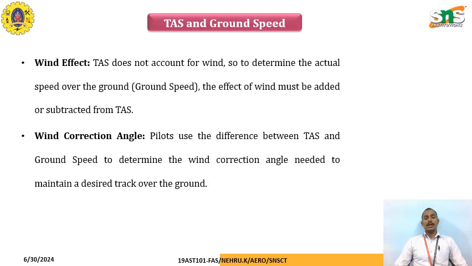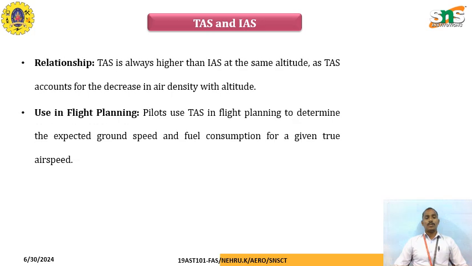Coming to the difference between true airspeed and ground speed, the wind effect and the wind correction angle are to be noted. Wind effect: true airspeed does not account for wind, so to determine the actual speed over the ground, that is the ground speed, the effect of wind must be added to or separated from the true airspeed. Wind correction angle: pilots use the difference between true airspeed and ground speed to determine the wind correction angle needed to maintain a desired track over the ground.